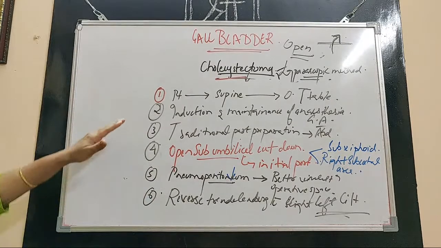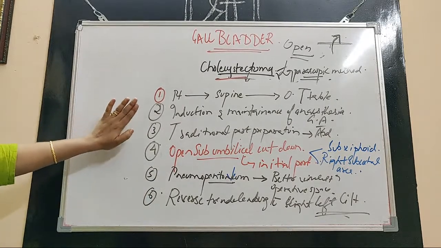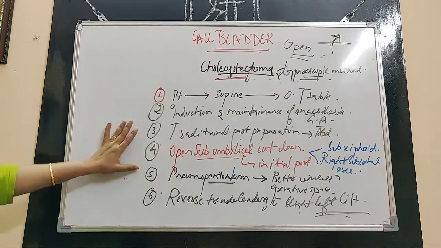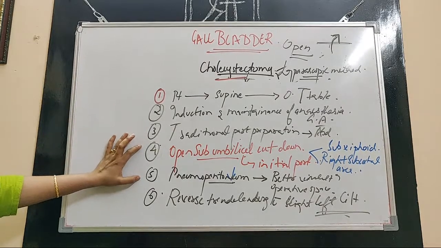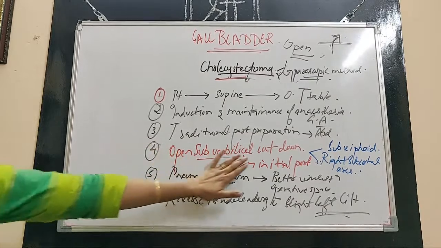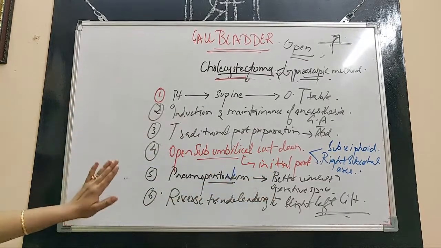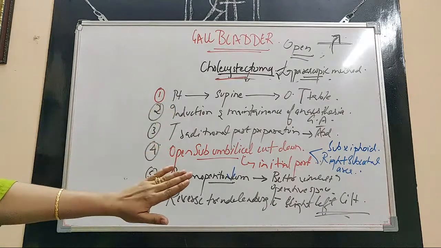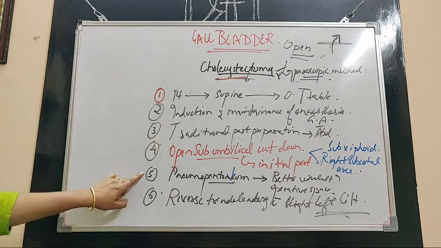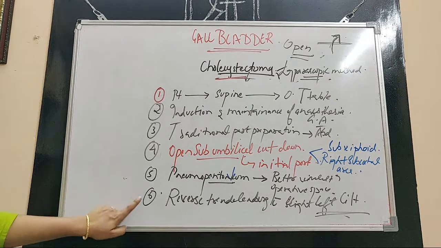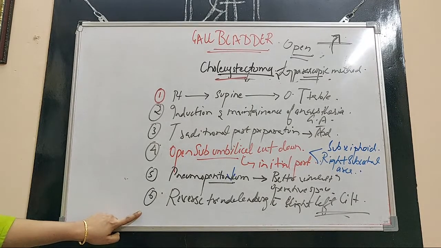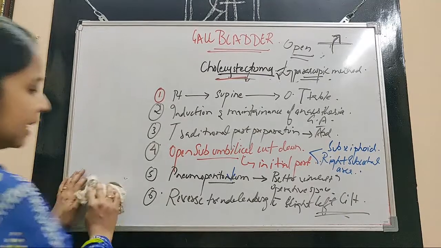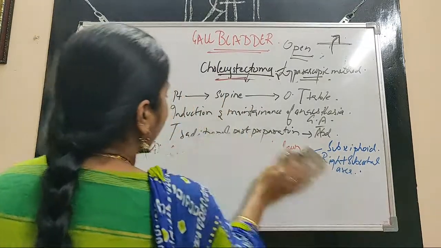So first is the position of the patient, and then induction and maintenance of the anesthesia. We have the part prepared, and then we create the basic ports, that is the open subumbilical cut down, with our secondary ports at the level of the subxiphoid area and the right subcostal area. Now next we create the pneumoperitoneum, and then the position is changed a little to reverse Trendelenburg with a slight left tilt.